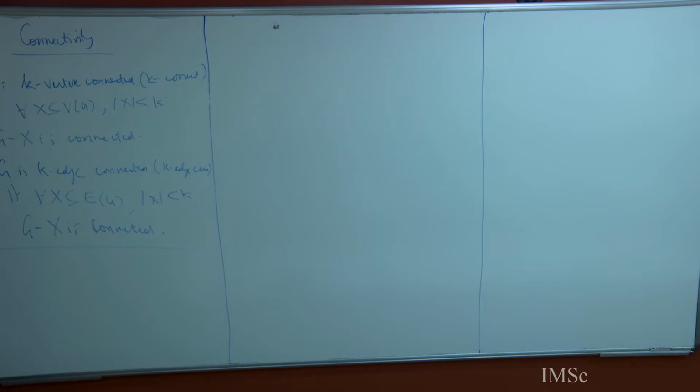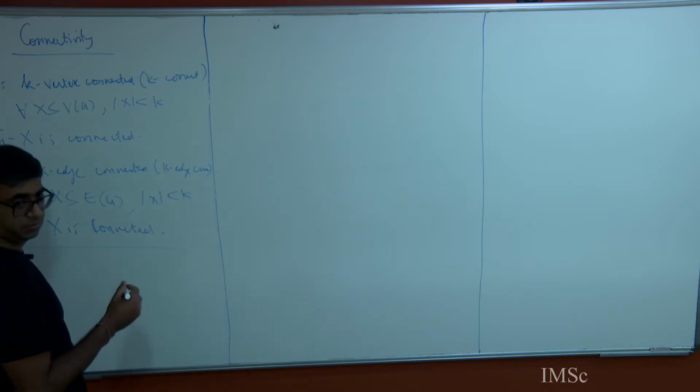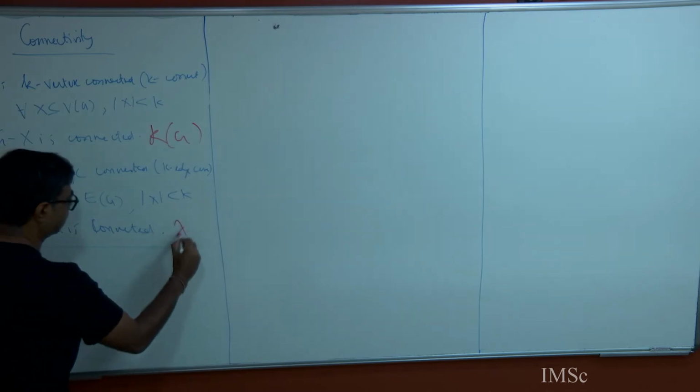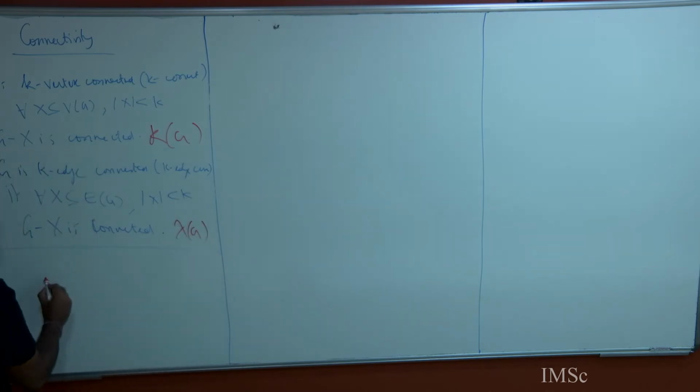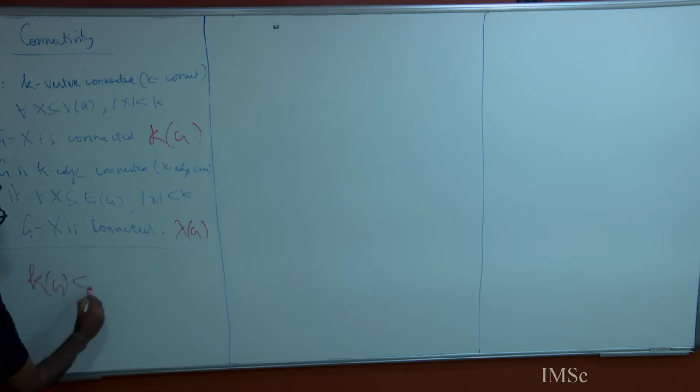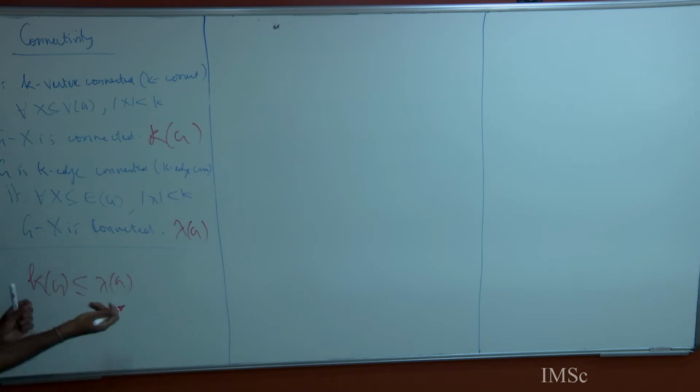What symbol did we use for vertex connectivity? Lambda or kappa? For vertex connectivity we use kappa of G, and for edge connectivity we had lambda of G. So we know that kappa of G is less than or equal to lambda of G, because from every edge you can just delete one vertex, that will result in at least deleting this edge and something more. So this relation happens.